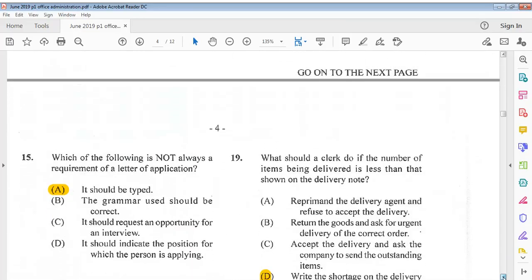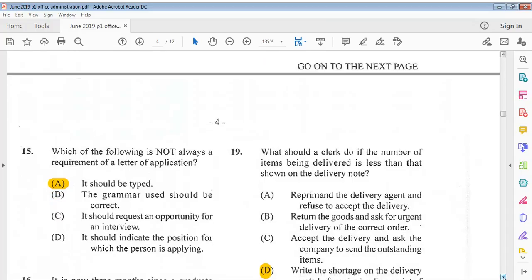Let's move on to question number 15. Which of the following is not always a requirement of a letter of application? A, it should be typed. B, the grammar used should be correct. C, it should request an opportunity for an interview. Or D, it should indicate the position for which the person is applying, right? The keyword is not a requirement.